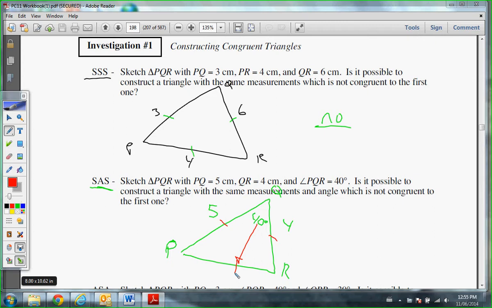So that makes this, again, a congruent statement. This one also is a congruent statement. So this one, again, would be no. I can't make a triangle that is not congruent with those same measurements.